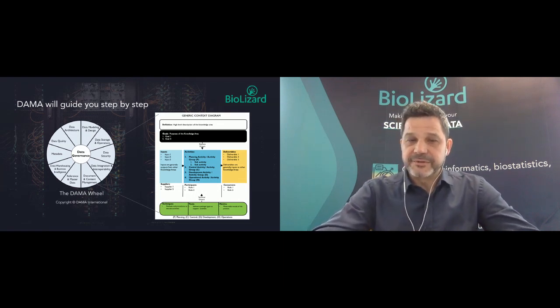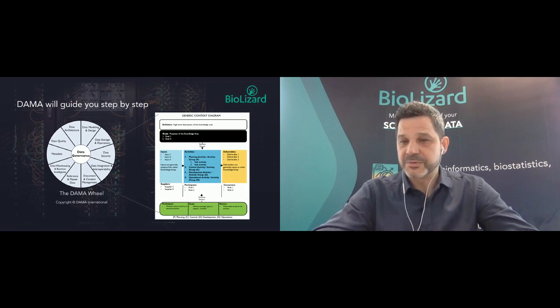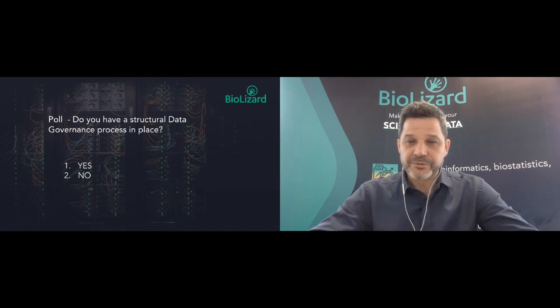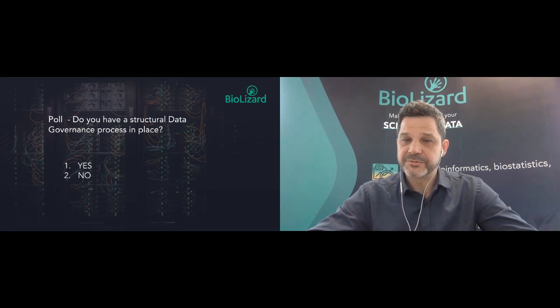It's like a book of 570 pages. It's theory, so the theory alone will not help you. You'll have to put that in practice, and this is where we can help you. So for each of these areas, I will now touch upon a couple of key questions, typical questions that are asked within each of those steps. But first of all, another poll. So the question here is, do you have already a structural data governance process in place? And I'll give a little bit of time to see the answers coming.